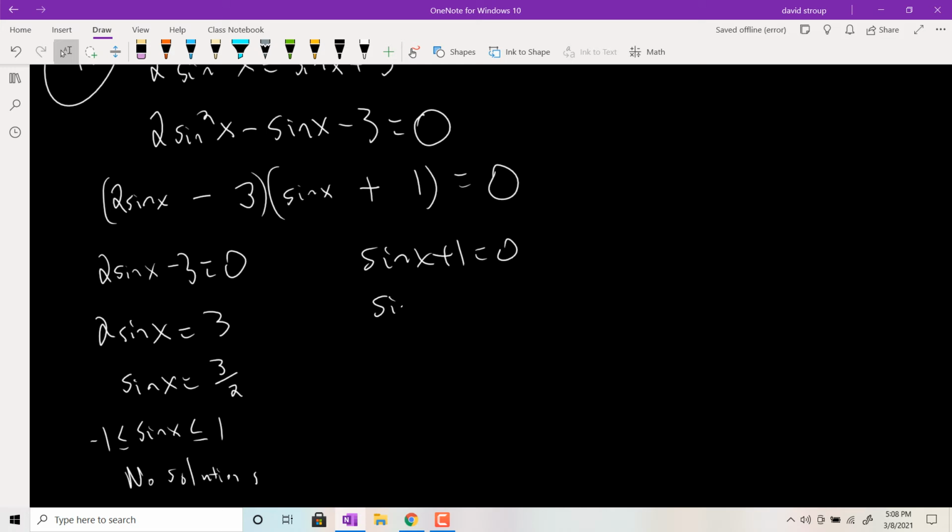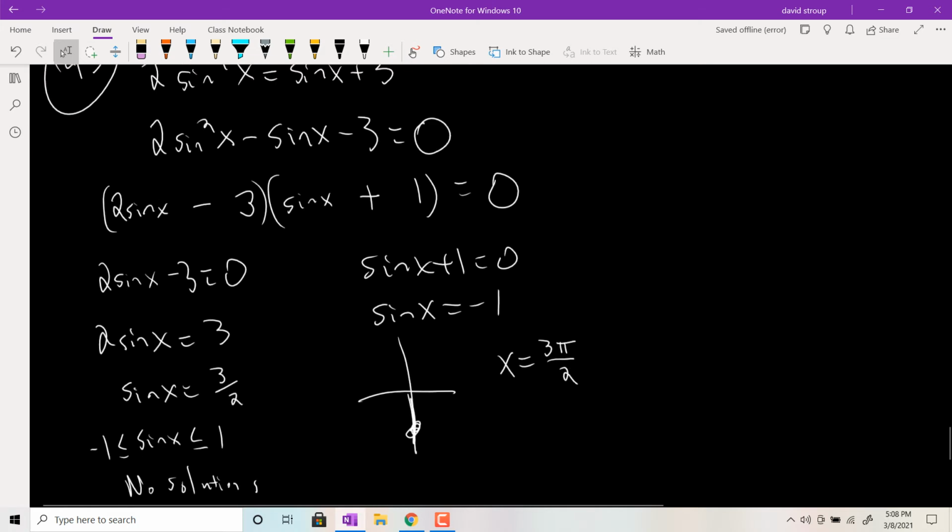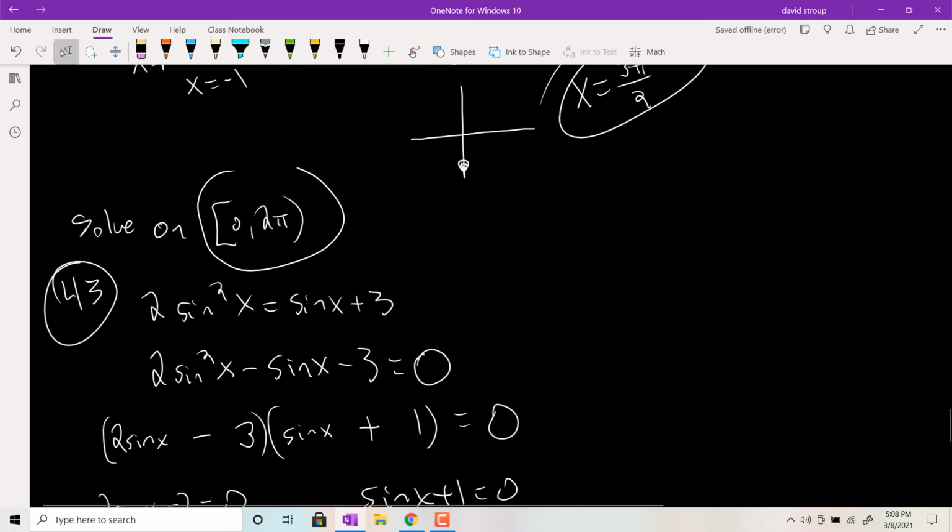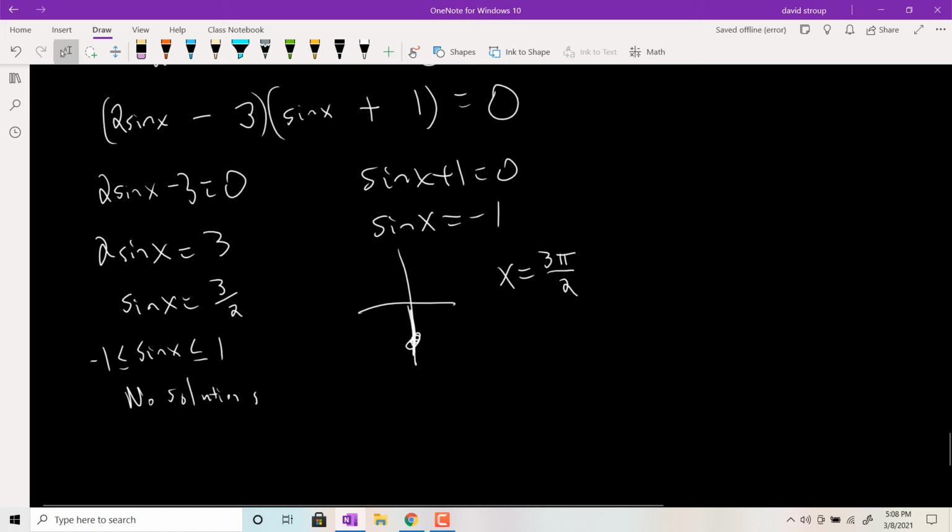Okay, let's look at the other one. Sine x equals negative 1. So where does that happen? That happens at 3 pi over 2, when x is 3 pi over 2. And then every 2 pi afterwards. But if you add 2 pi to this, you would go out of the range from 0 to 2 pi. So we won't include any other answers. And your only answer is 3 pi over 2.